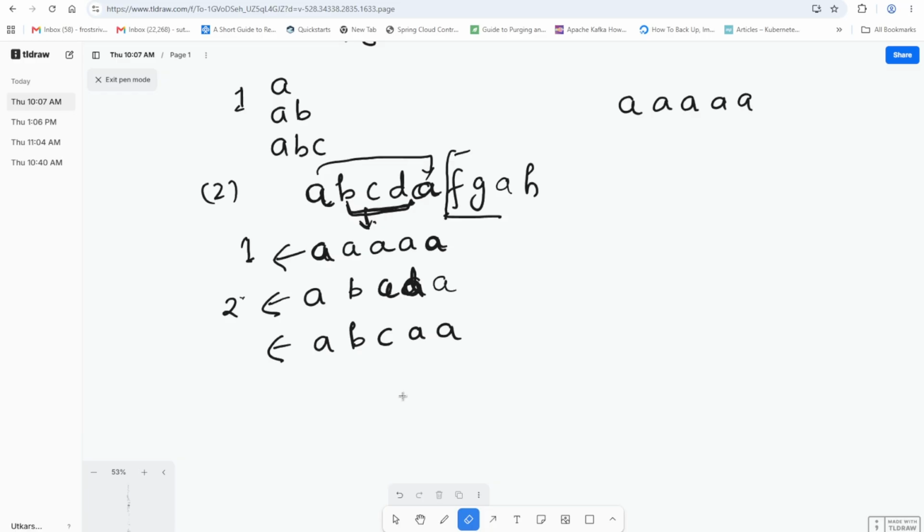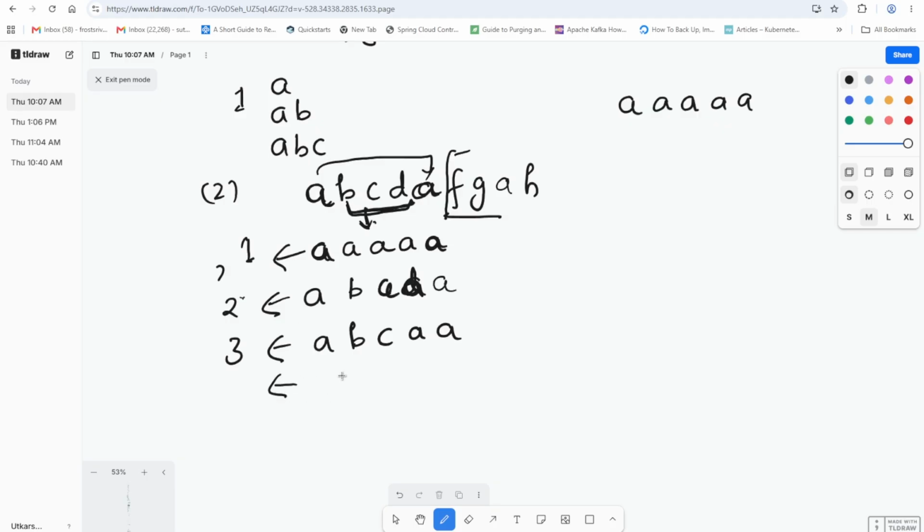So if we see here, this will be the third part. Now for the fourth, what we will do is B, C, this A and this D, this A. So as we can see, we have printed from this A to this A, 1, 2, 3, 4, 5, in the fourth part.